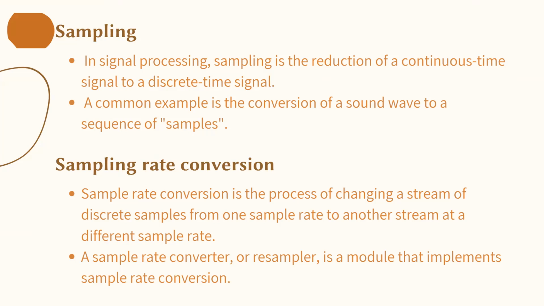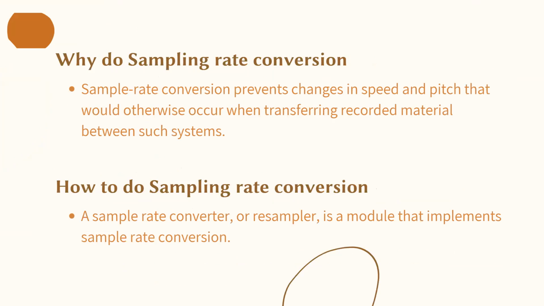Now, sampling rate conversion. It is a process of changing a stream of discrete samples from one sample rate to a stream at a different sample rate. It can be done using a module called a sample rate converter or a resampler in Python. So why do sampling rate conversion? It helps to prevent the change in speed and pitch that would otherwise occur when transferring recorded material between two systems or many systems. So how to obtain sampling rate conversion? As I said before, it can be implemented using a sample rate converter or a resampler.